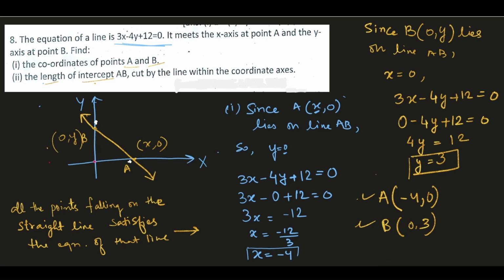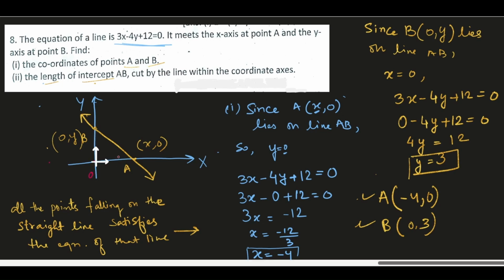Now x intercept will be from O to A. Look very carefully. From O to A, this one. This is the x intercept. And what is the y intercept? This.